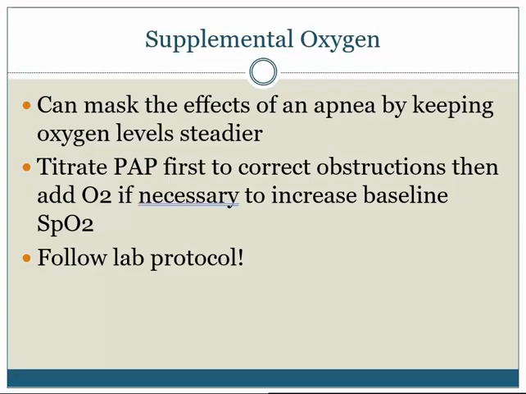It could also mask the patient having hypopneas, because what's part of the definition of a hypopnea? A desaturation. And if you don't have that desat, their RDI is going to be erroneously low compared to what it actually would be if they weren't on supplemental oxygen. That's one of the reasons why you want to titrate your CPAP or BiPAP first to try to correct their obstructive breathing, and then add oxygen if necessary to further increase their SpO2 levels out of hypoxemic ranges.